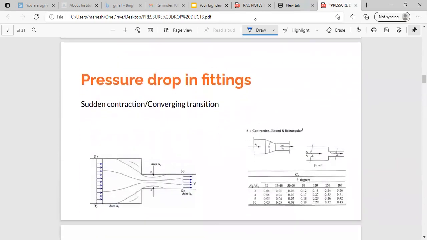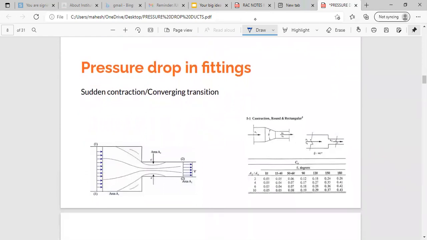What if there is a sudden contraction? A sudden contraction occurs in the duct section where the duct size is abruptly reduced in the direction of flow, like this. In the direction of flow, there is an abrupt reduction. It could also be a gradual reduction. So the flow pattern in a sudden contraction is as shown here.